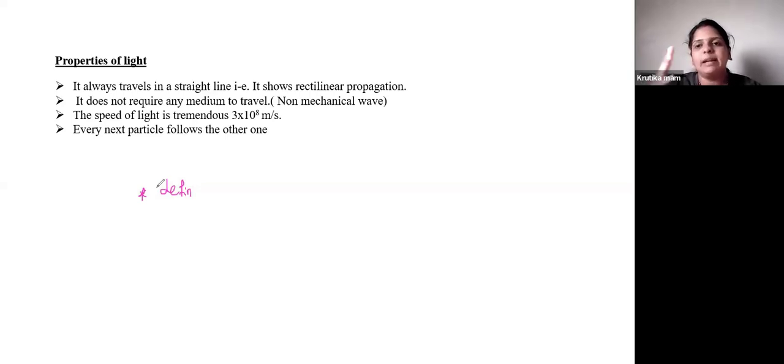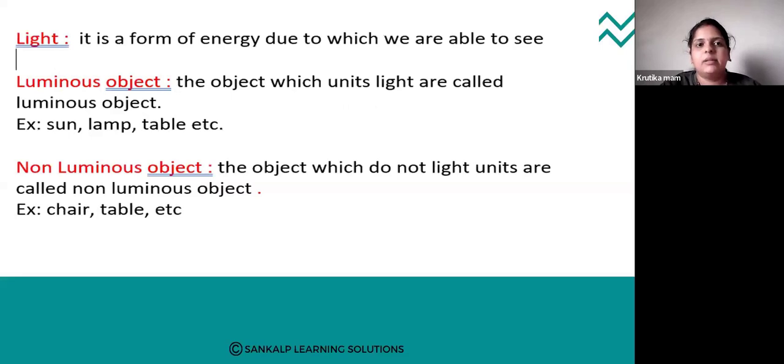Remember the 4 properties of light. For 10th standard, 4 properties are enough. When you go to higher classes, we have 4 more properties for the light. Okay. Next. Here we have already discussed light.